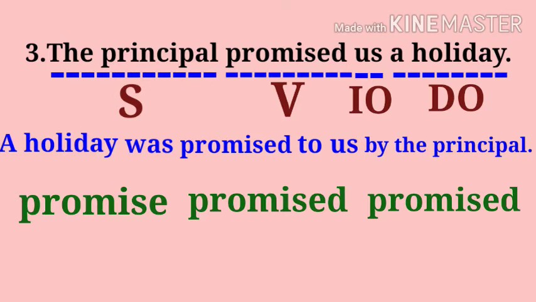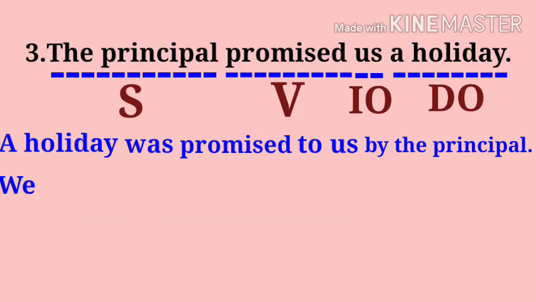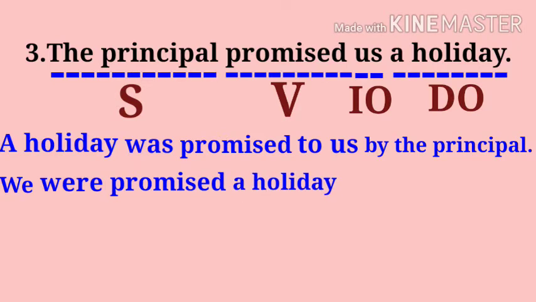Okay. And while starting your answer with the indirect object, us will turn into we. So we is a plural form. So you have to use were. We were promised a holiday by the principal.